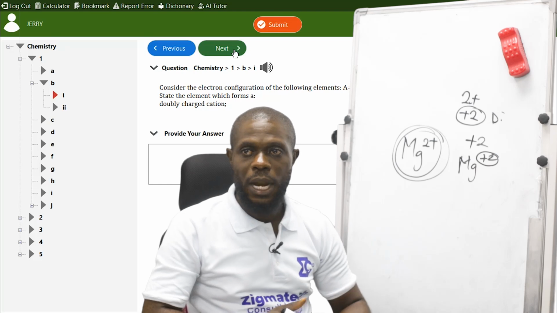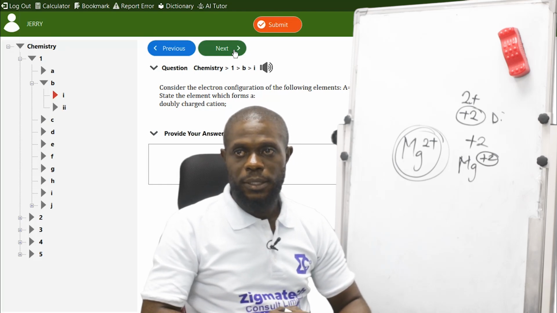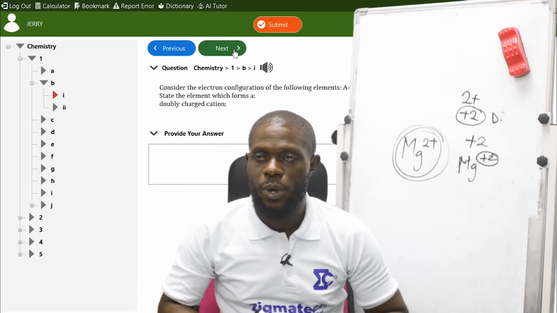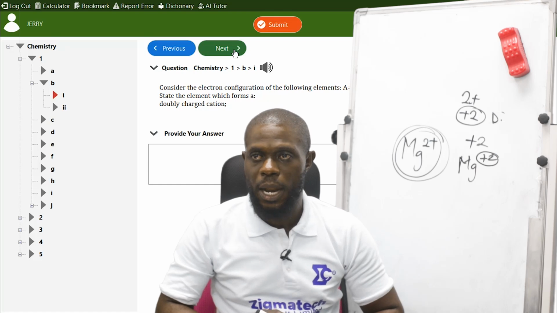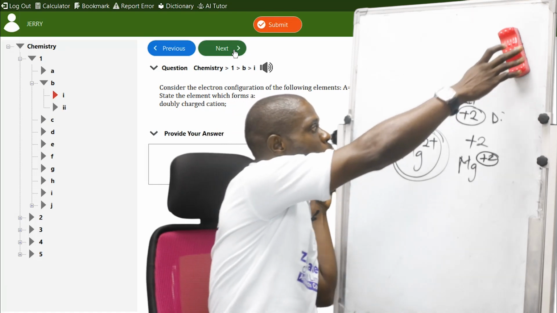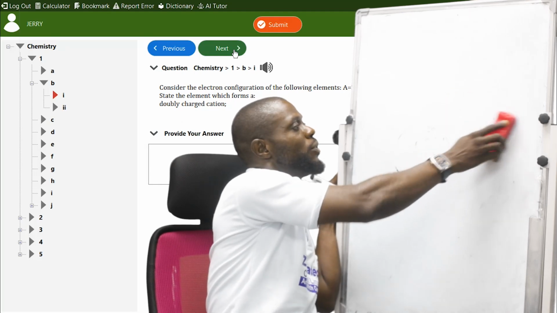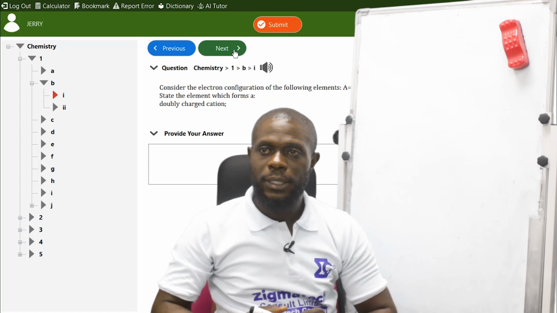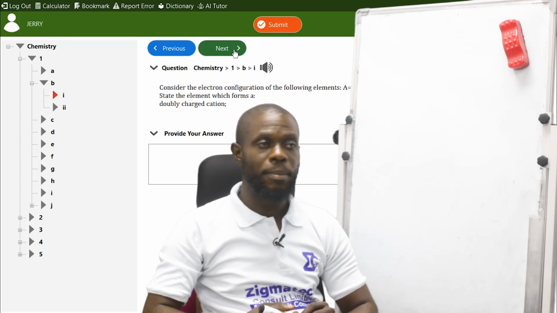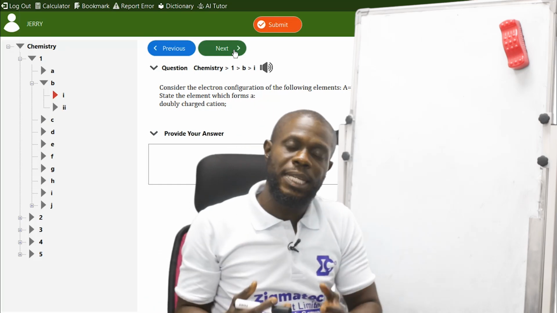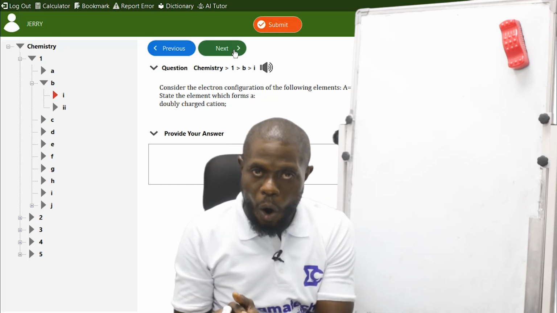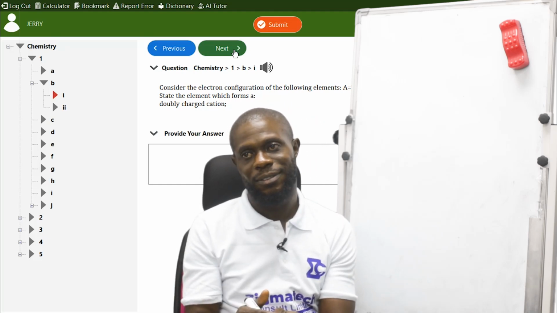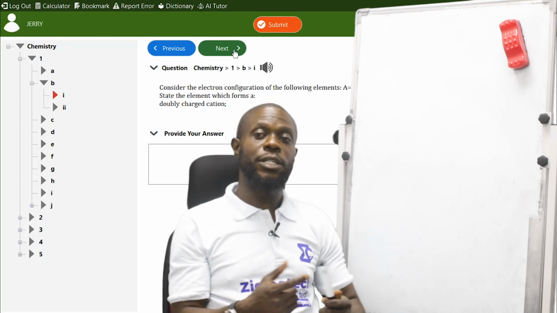Now they say consider the following elements. Element A is 2, 8, 6, element B is 2, 8, 2, element C is 2, 8, 1, and element D is 2, 8, 8. First of all, we add the numbers they have given us so that we know the elements. Number one is 2 plus 8 plus 6, which gives us 16. Which element has an atomic number of 16, or in the periodic table, which element is number 16? If you check, it is sulfur.